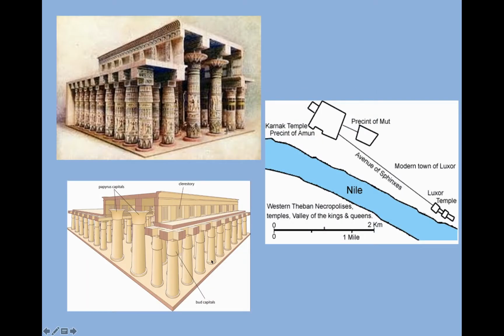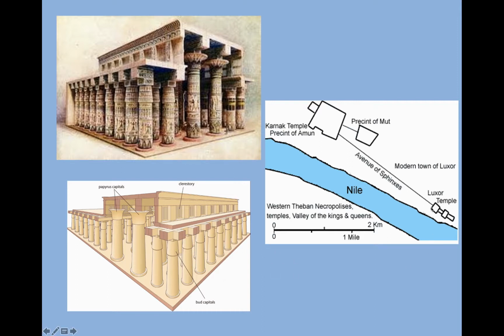So let's look at this. What you're looking at, this is that hypostyle hall. It's all of these columns that then have a roof built over top of them, and it makes this huge hall of columns. It reminds us of the Apadana. So this is what we really need to think of.